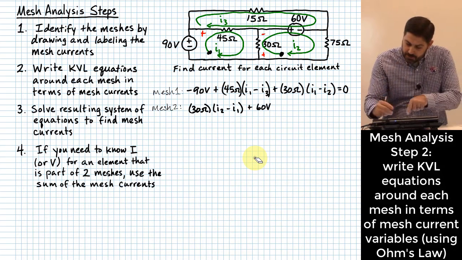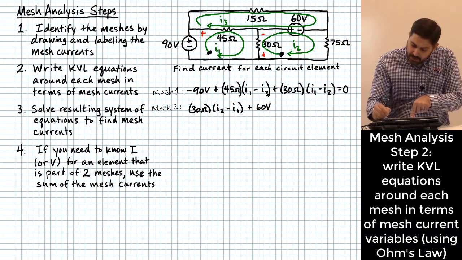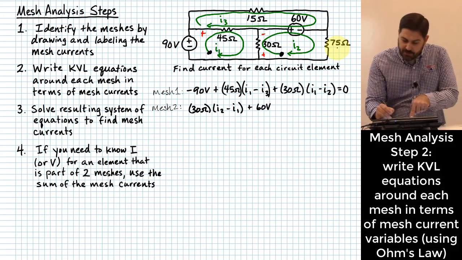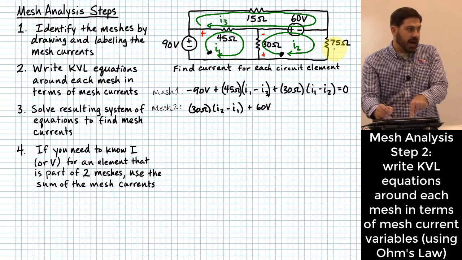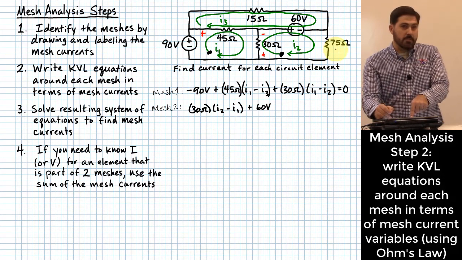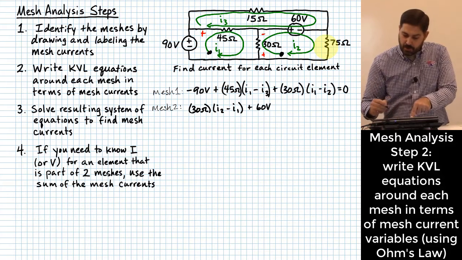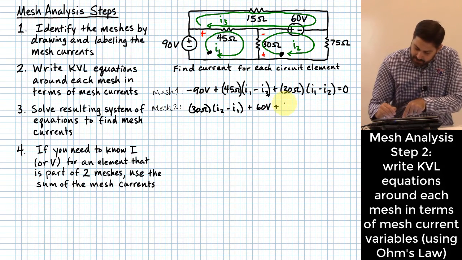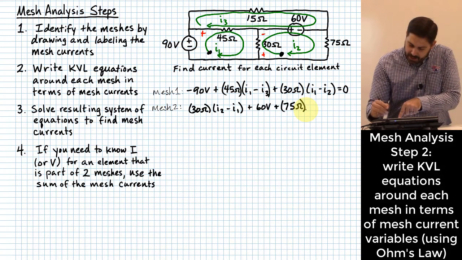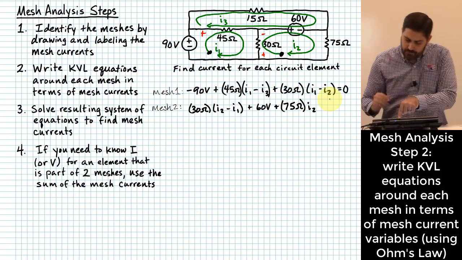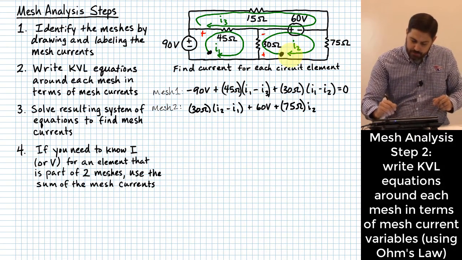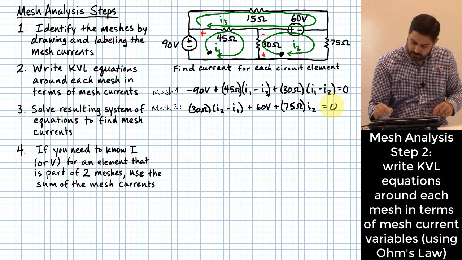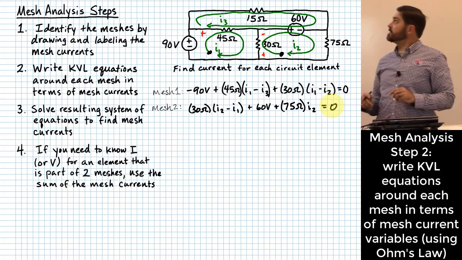Then what we come to is 75 ohms, and you'll notice there that for the 75 ohm resistor, the current through it is only I2, because there's only one mesh that resistor is a part of. So I'm going to add 75 ohms times I2, and that gets me all the way around that mesh loop. So that's something I can set equal to 0.